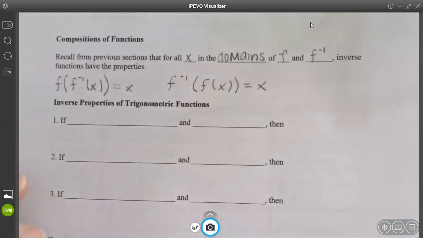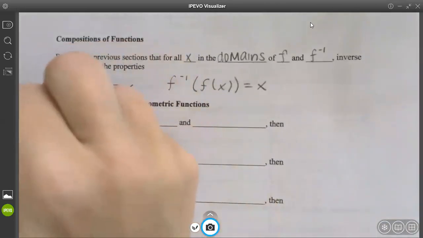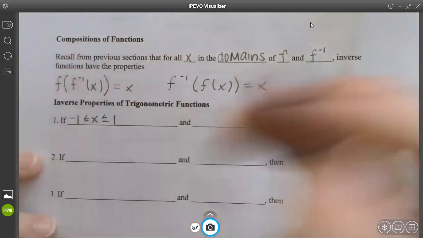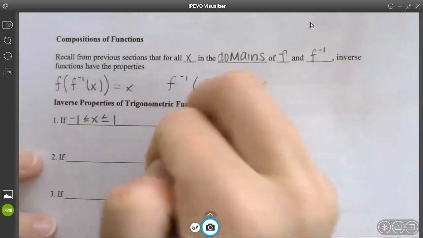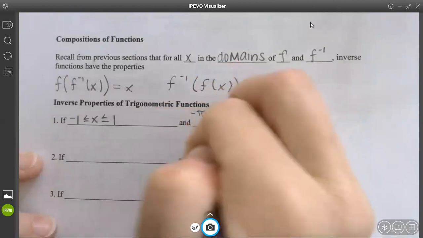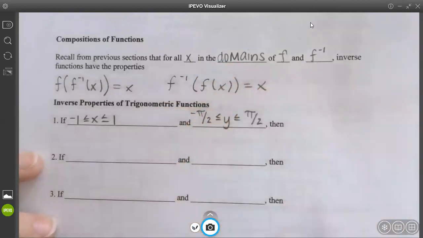Inverse properties of trig functions. If -1 is less than x, less than 1, and negative pi over 2 is less than or equal to y, less than or equal to pi over 2.